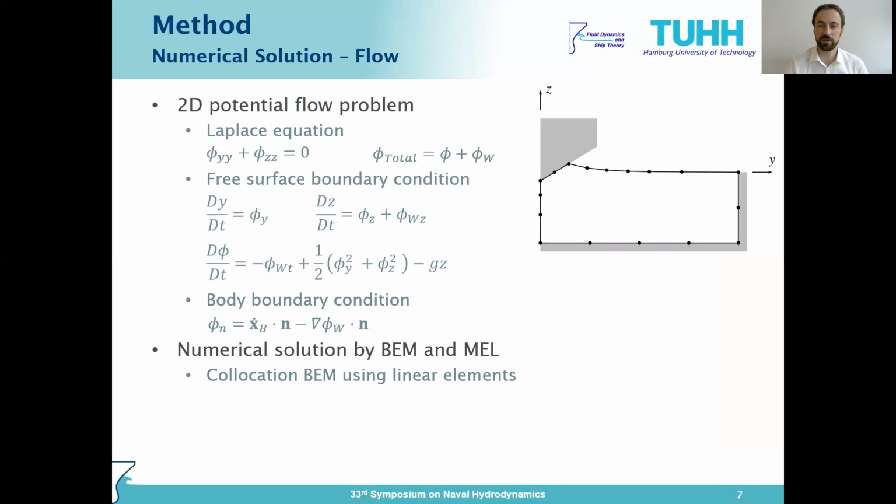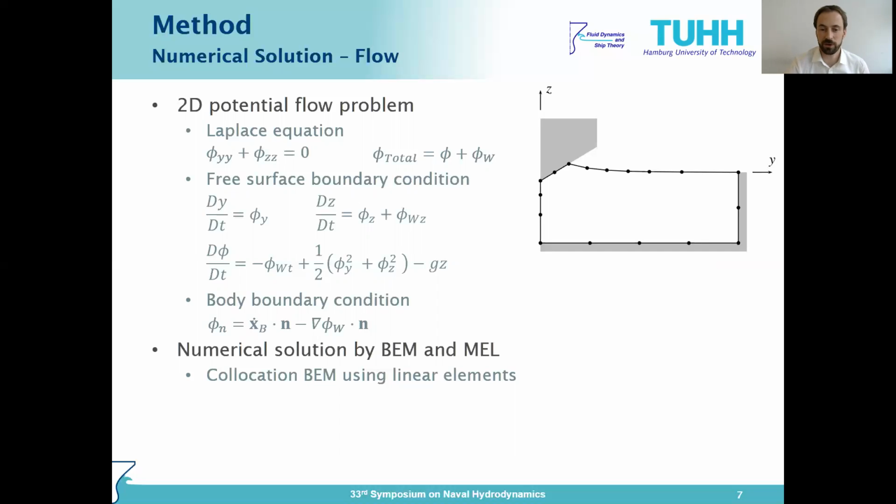For completeness, we've listed the most important equations on the next two slides, but I will keep this as short as possible. As mentioned, the flow in the 2D cross planes is treated as fully nonlinear potential flow, which is governed by the velocity potential and the Laplace equation. In this method, the total velocity potential is split up into a disturbance potential accounting for the ship and a known linear wave potential.